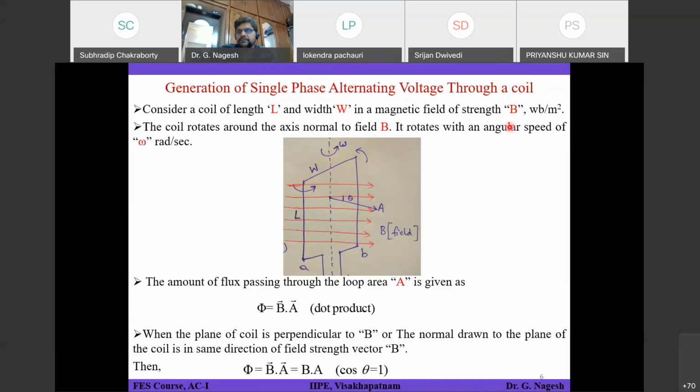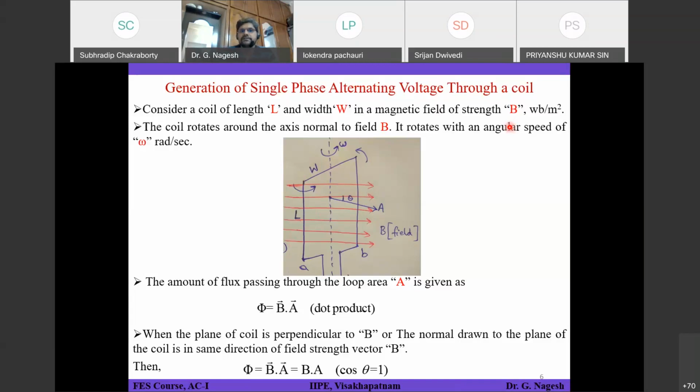If you say current is flowing through a particular cross section of the wire, current density is current per unit area, that is per meter square or centimeter square or millimeter square, whatever it may be. So current per unit cross sectional area. Similar to that, flux per unit cross sectional area is called flux density. So it could be Webers per meter square or Webers per centimeter square or whatever it may be.